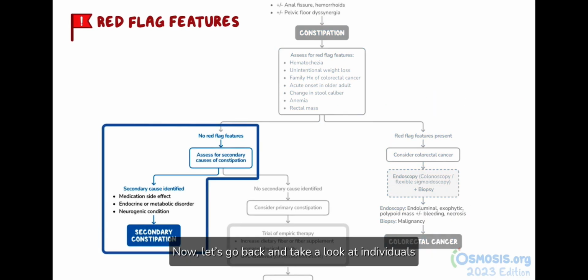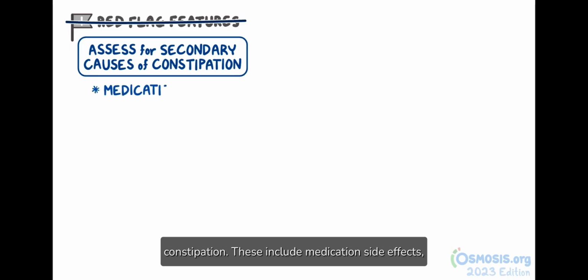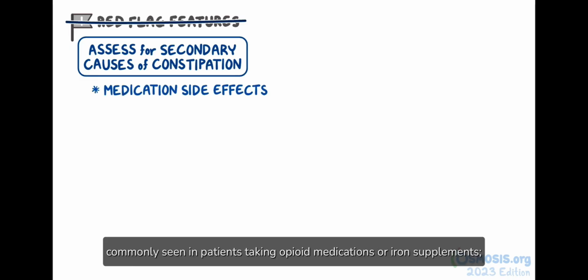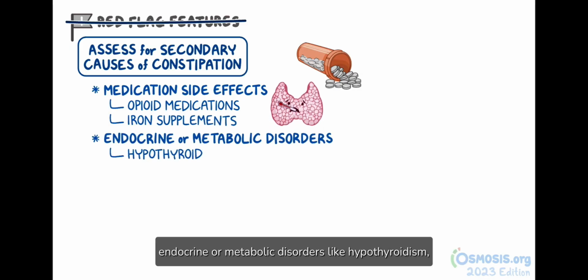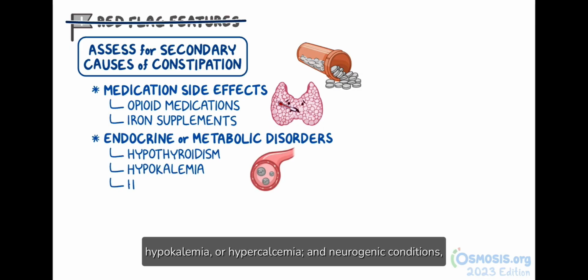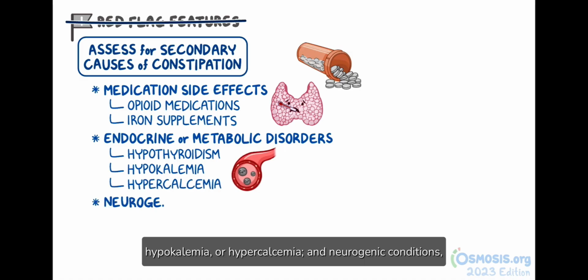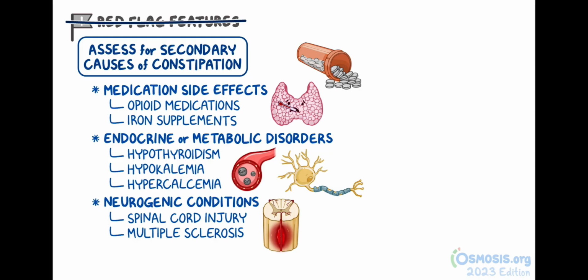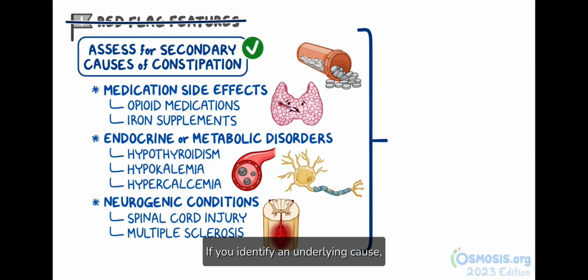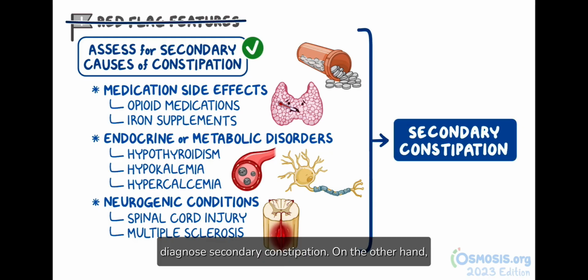Now let's go back and take a look at individuals with no red flag features. In these patients, your next step is to assess for secondary causes of constipation. These include medication side effects, commonly seen in patients taking opioid medications or iron supplements, endocrine or metabolic disorders like hypothyroidism, hypokalemia, or hypercalcemia, and neurogenic conditions such as spinal cord injury or multiple sclerosis. If you identify an underlying cause, diagnose secondary constipation.